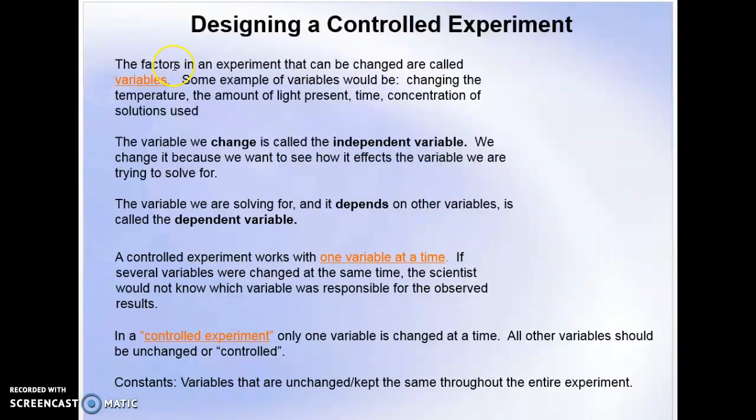Alright, so the factors that go into an experiment, I'm going to be using the word variable a lot. Factors in an experiment that can be changed are called a variable. A variable is just something that can impact an experiment, something that can be changed. Examples would be changing of temperature, the amount of light that's present at the time, the concentration. These are all variables in an experiment. These are things that can impact an experiment.